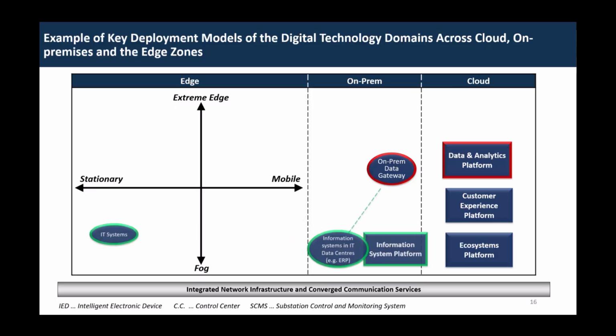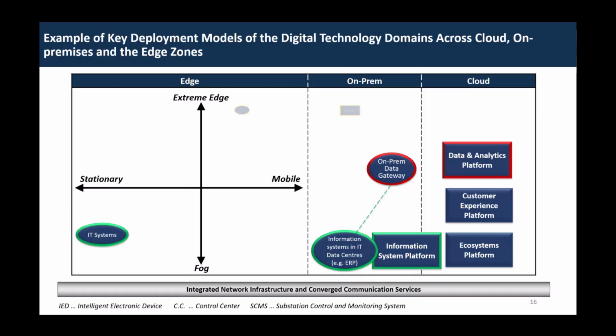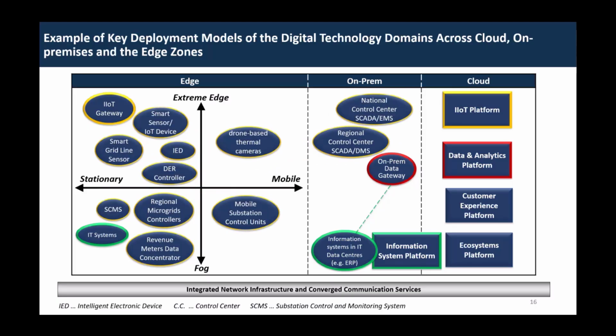And meanwhile, the information system platform here is deployed across cloud, on-premises, and the edge. Meanwhile, you have here the industrial Internet of Things platform deployed across the cloud and the edge. And at the same time, we have a lot of operational technology and industrial Internet of Things systems and architectural building blocks that are deployed across the on-premises and the edge zones.